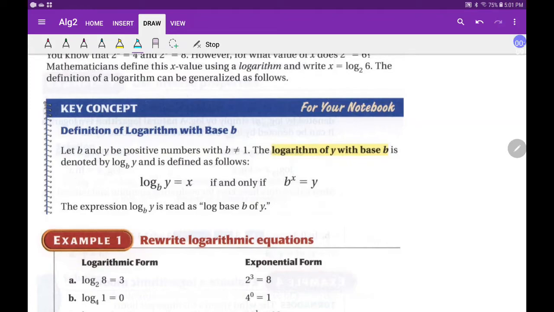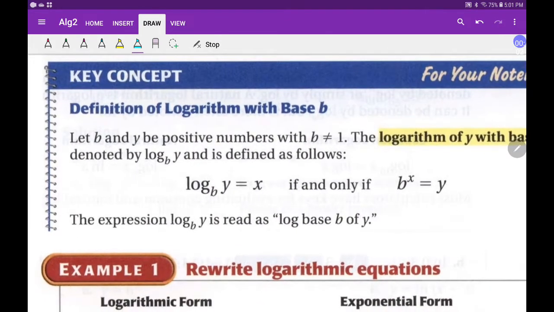Okay, so I want to break down this logarithm format. This is the base, okay? That's the thing that's going to get the exponent, all right? And here's the exponent out there. It's equal to the exponent. A logarithm is an exponent.